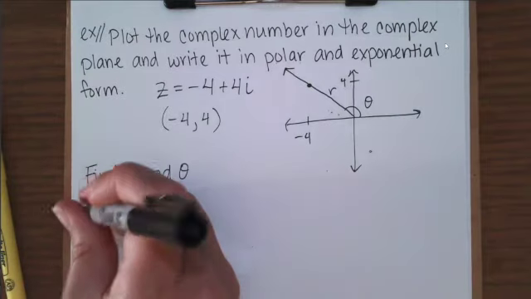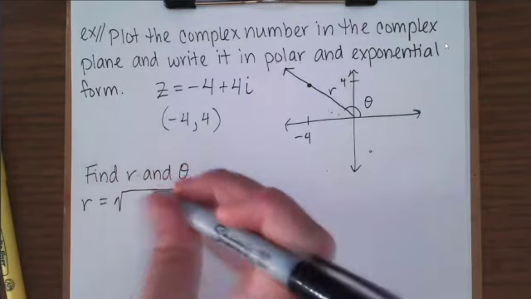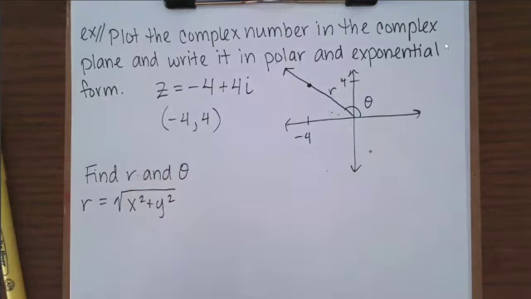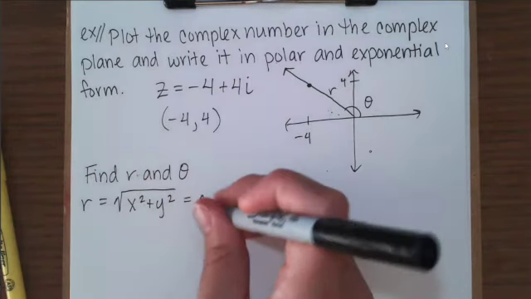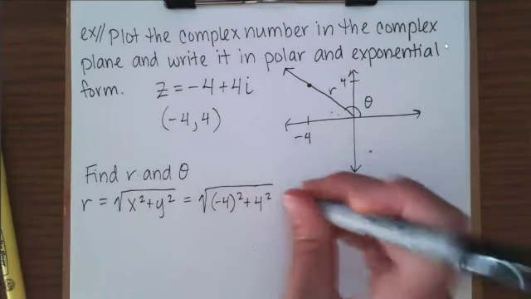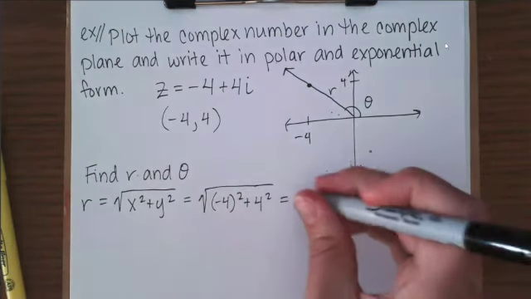So our formulas are the same here. To find r, we're taking the square root of x squared plus y squared. So we have the square root of -4 squared plus 4 squared. So 16 plus 16 is 32.